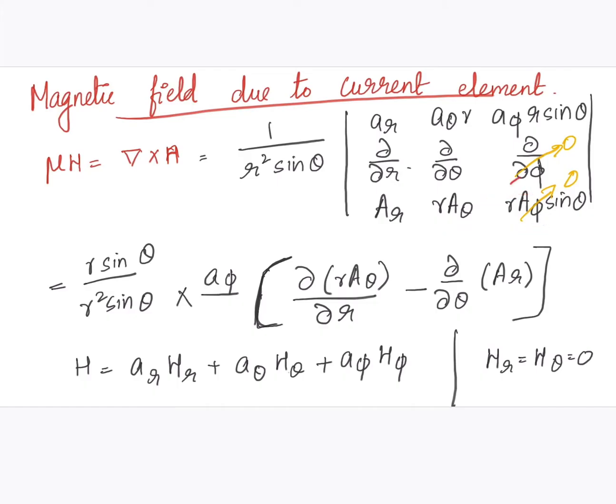So here already dou by dou phi is equal to 0 and A_phi is equal to 0, so these two terms will become 0. So from this equation we have to find the determinant.